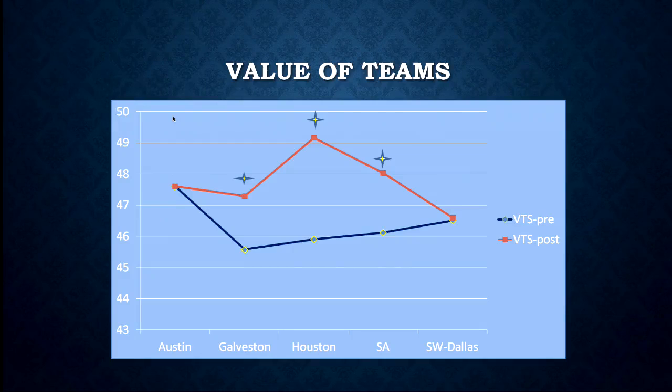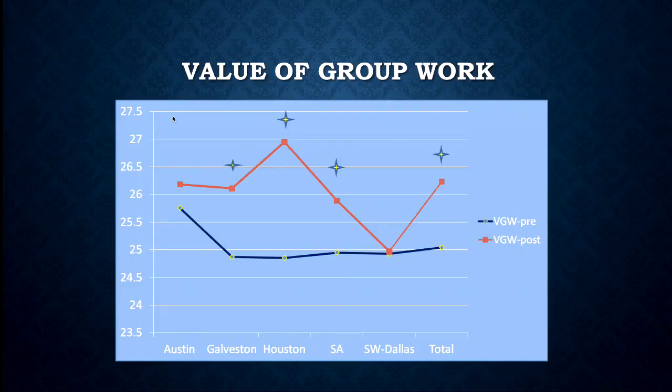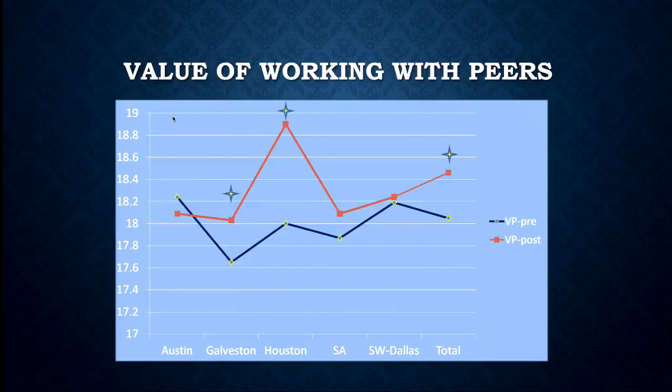We saw changes in Galveston and Houston and also San Antonio, where there were more changes. Changes in the value of group work, also Galveston, Houston, and San Antonio, but not in Dallas. And the value of team survey looks at the value of working with peers and the value of group work.